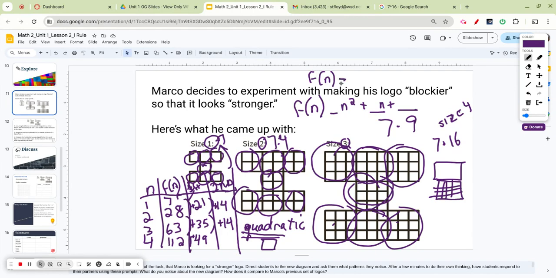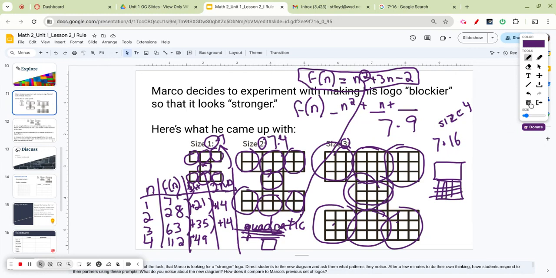F of n equals n squared plus 3n minus 2 or something like that. This is a quadratic, and the reason you know it's quadratic is because it is squared, like the word quadra is square. The biggest exponent in a quadratic function is a 2 because it's a square.